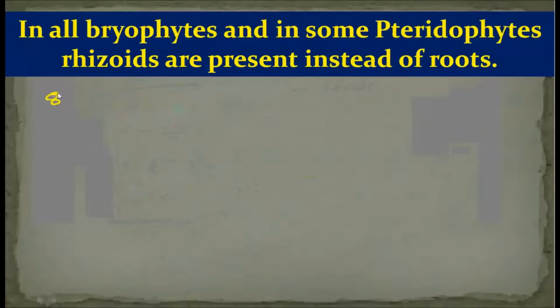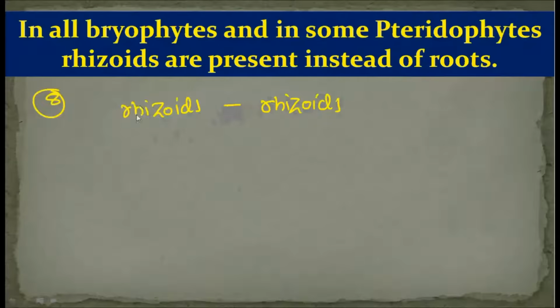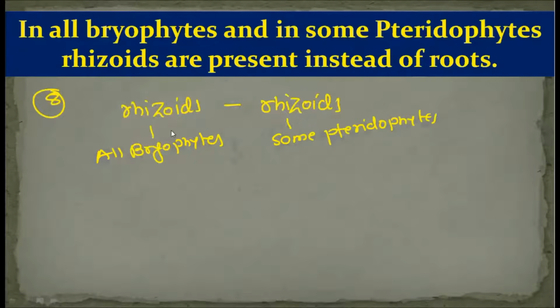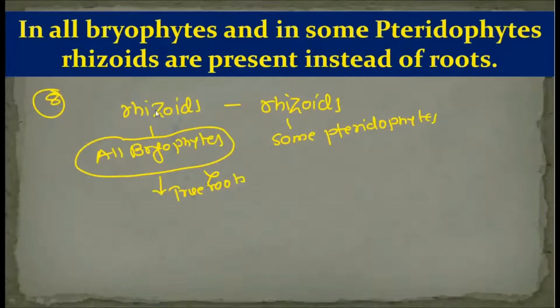The next similarity between the bryophytes and pteridophytes is that all bryophytes show the presence of rhizoids, while some pteridophytes also show the presence of rhizoids. Here you have to remember a very important point: all the bryophytes, while some pteridophytes. That means all the bryophytic members have rhizoids instead of true roots. Rhizoids are root-like structures which are present instead of true roots. That means they are not really true roots, but they look like roots.